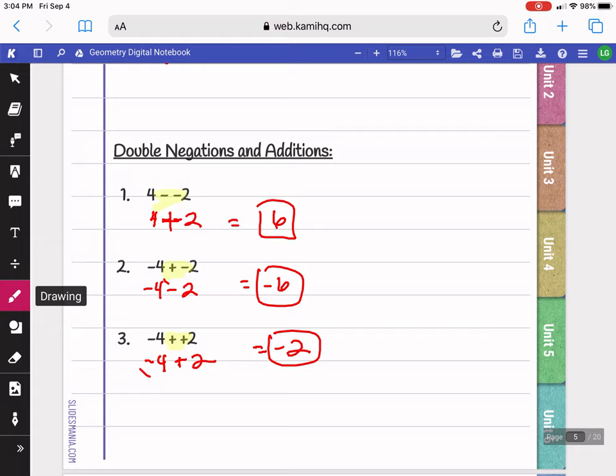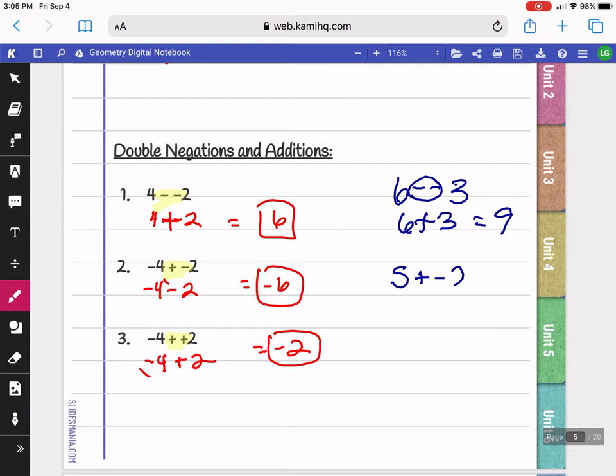So just to summarize, anytime you have a double negative, that can really be changed to a plus. Anytime you have adding a negative, that can really be changed to a minus. So that's the main thing to remember. When you're subtracting a negative, it's really addition. When you're adding a negative, it's really subtraction.